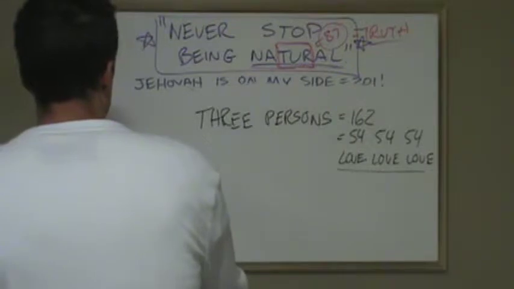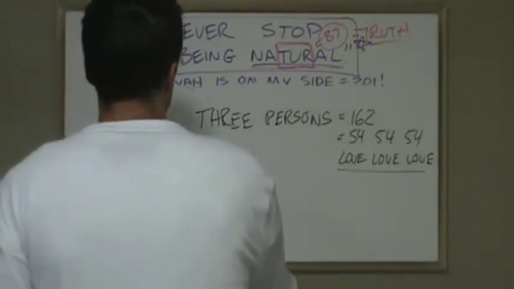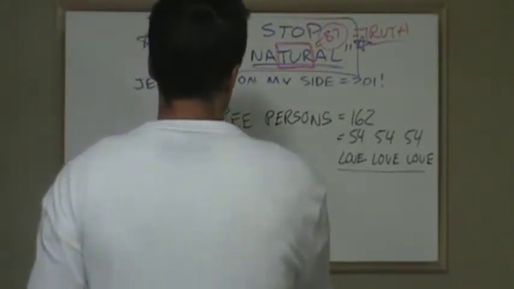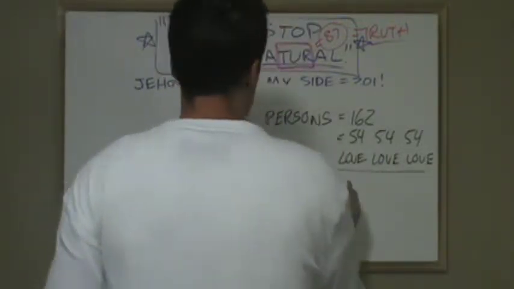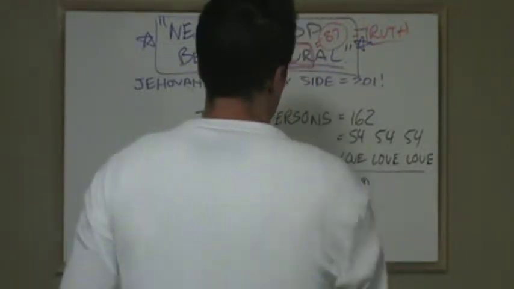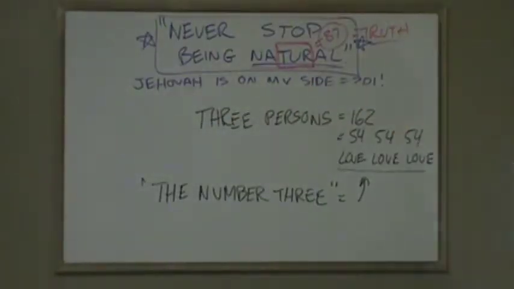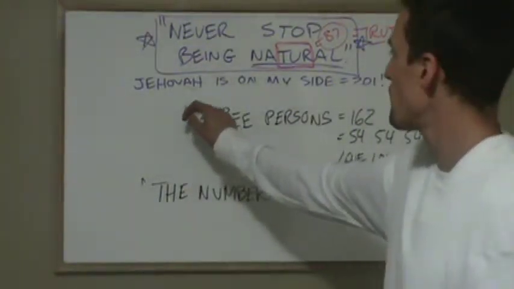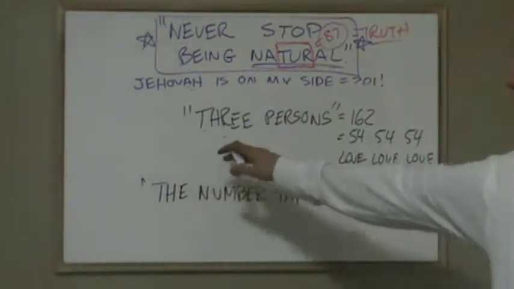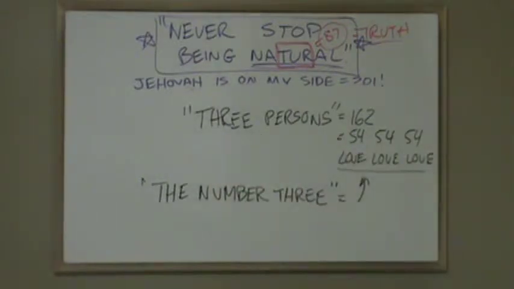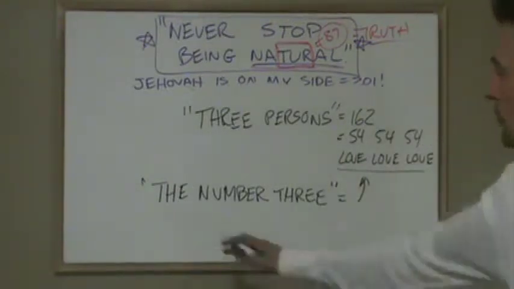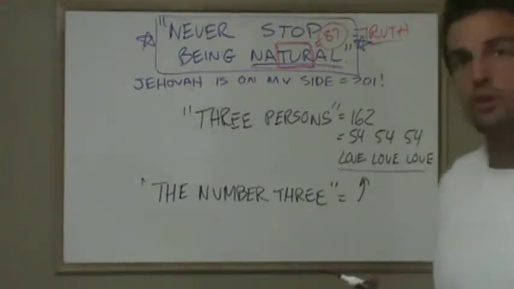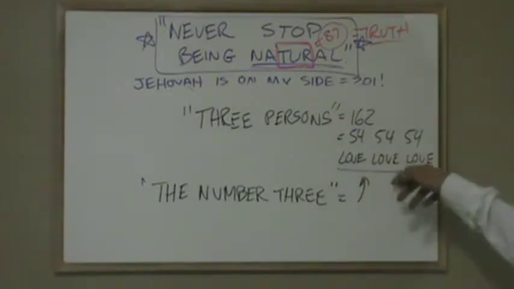Now, this is in dead equivalence to the number three. When you write and speak of the number three, when you speak that divine phrase, the number three, you get the exact same total as this. It's the exact same. And you can find the 354s piecewise in both of these divine phrases. So when you say three persons, you are saying love, love, love. When you say the number three, you are saying love, love, love.